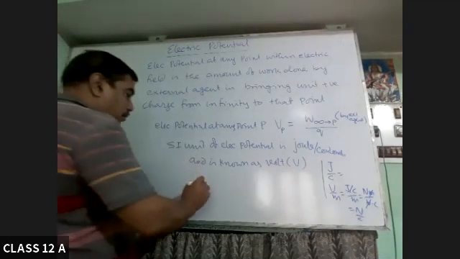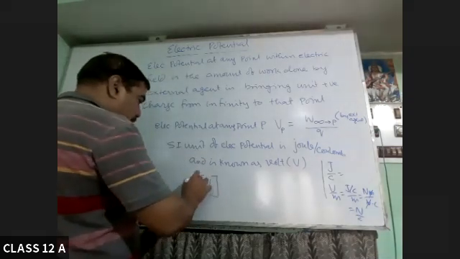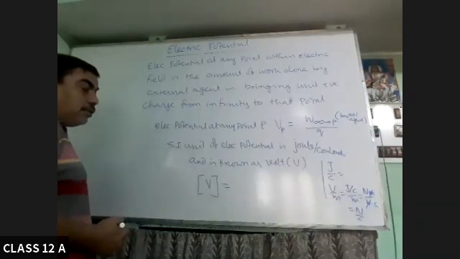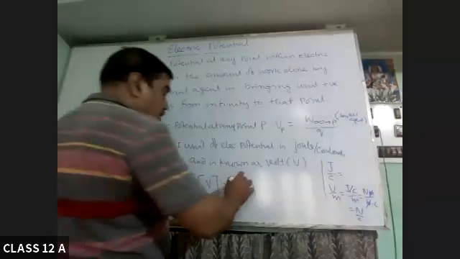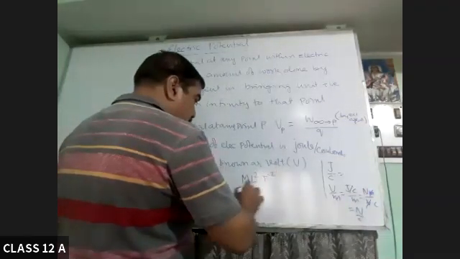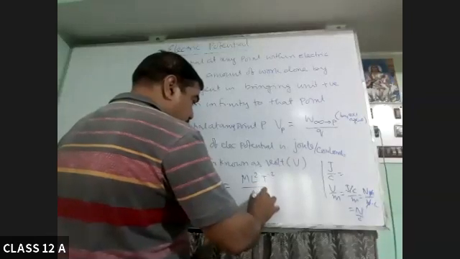Now, what will be the dimension of this electric potential? Work is ML^2T^-2, divided by charge, which is current times time.